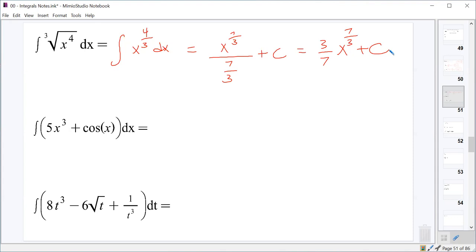One of our integral rules was if we have two different functions being added together, we just integrate each one and add them together. So the integral of 5x cubed will go up to 5x to the 4th. And then we'll divide by 4. And then for cosine, in order to integrate cosine, we have to think about what function, when we take its derivative, gives us cosine. And that would be the derivative of sine of x. So the derivative of sine is cosine, means the integral of cosine is sine. So plus sine x plus some constant.